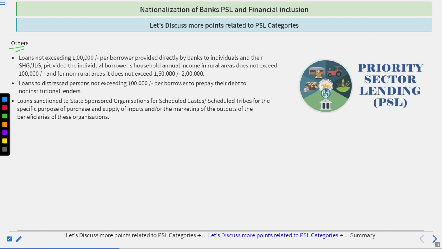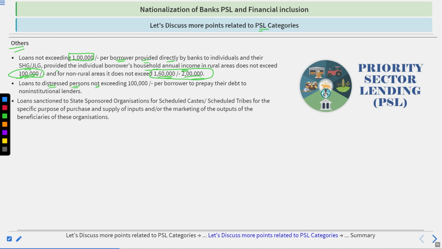Now others. The loans not exceeding rupees 1 lakh per borrower provided directly by banks to individuals and their SHGs and JLGs, provided the individual borrower's household income in rural areas does not exceed rupees 1 lakh per annum. If it is exceeding rupees 1 lakh per annum, then they will not be considered as PSL. Okay. And for non-rural areas, it should not exceed 1,60,000 to 2 lakh rupees. If it is exceeding, which means they will not be included as part of priority sector lending.